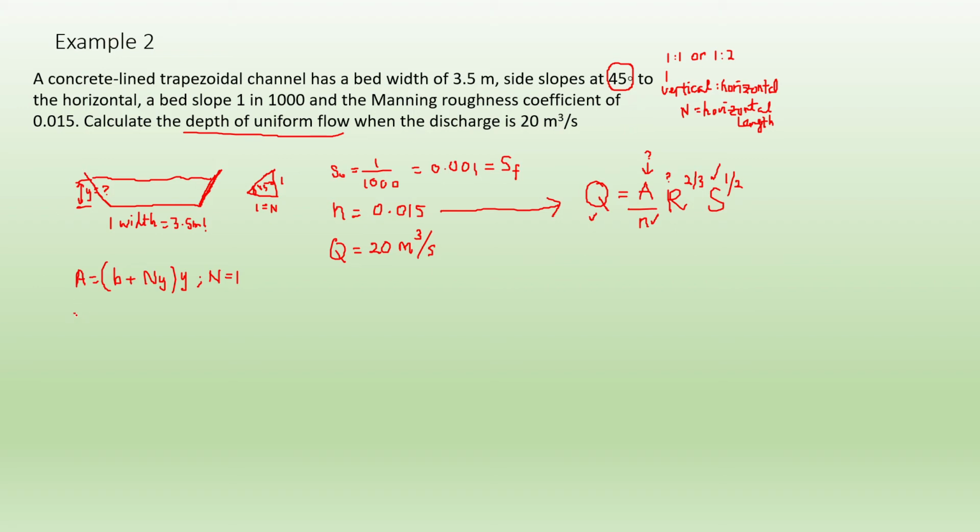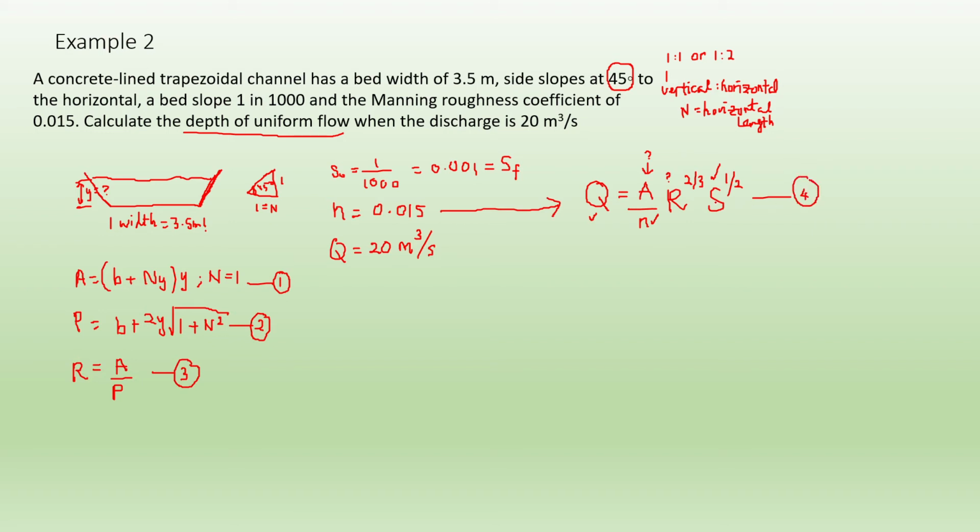Now you also need to know P. The equation is P equals B plus 2y times square root of 1 plus n squared. Then you can calculate R as A over P. Let's name this equation 1, this equation 2, and this equation 3. And then let's give this part as equation 4.